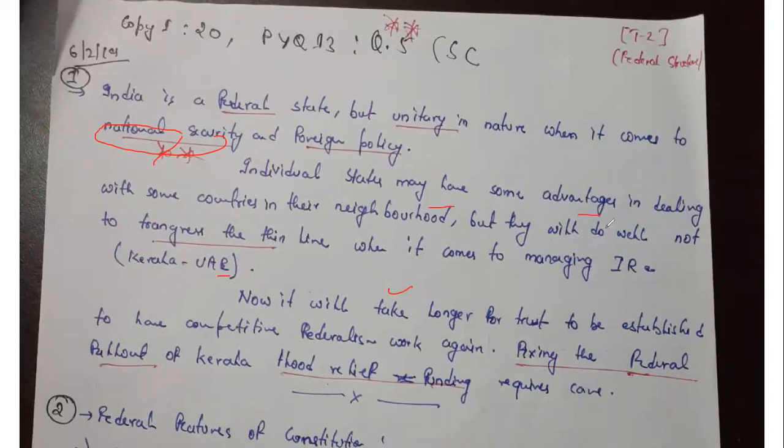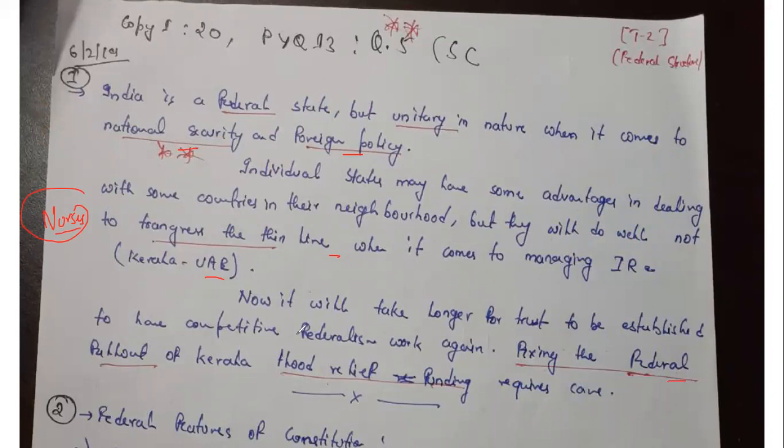Individual states may have some advantages in dealing with some countries. And why is UAE so close to Kerala? Because there are so many nurses from Kerala who are working in UAE, West Asia. They are sending us remittances. But again, the article is saying that we should be very careful when we talk about this kind of thing, because national security and foreign policy come under the ambit of the center.